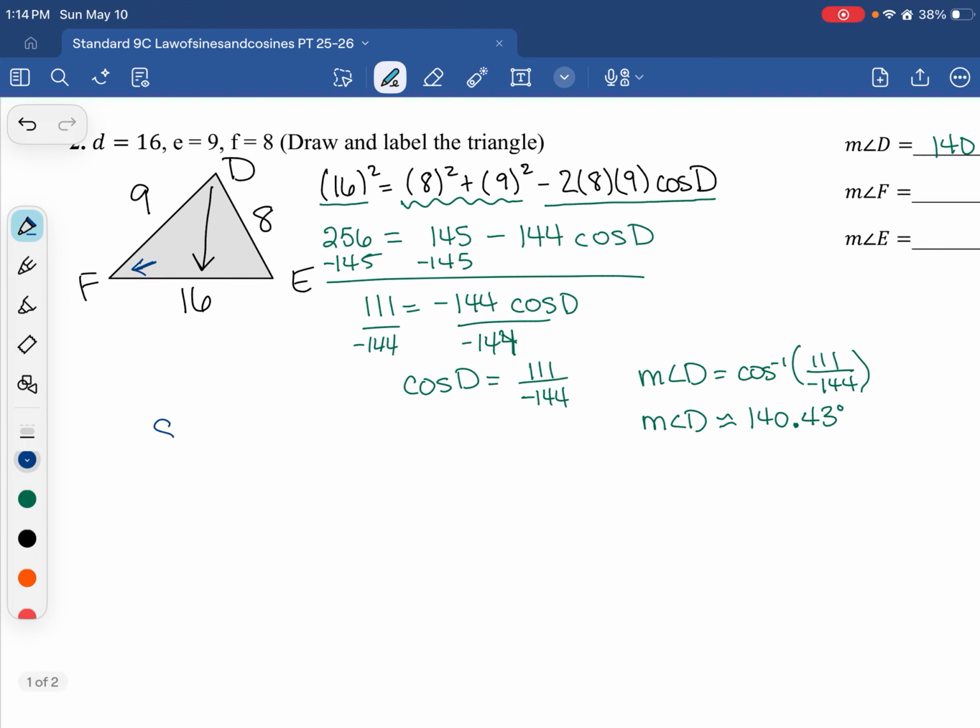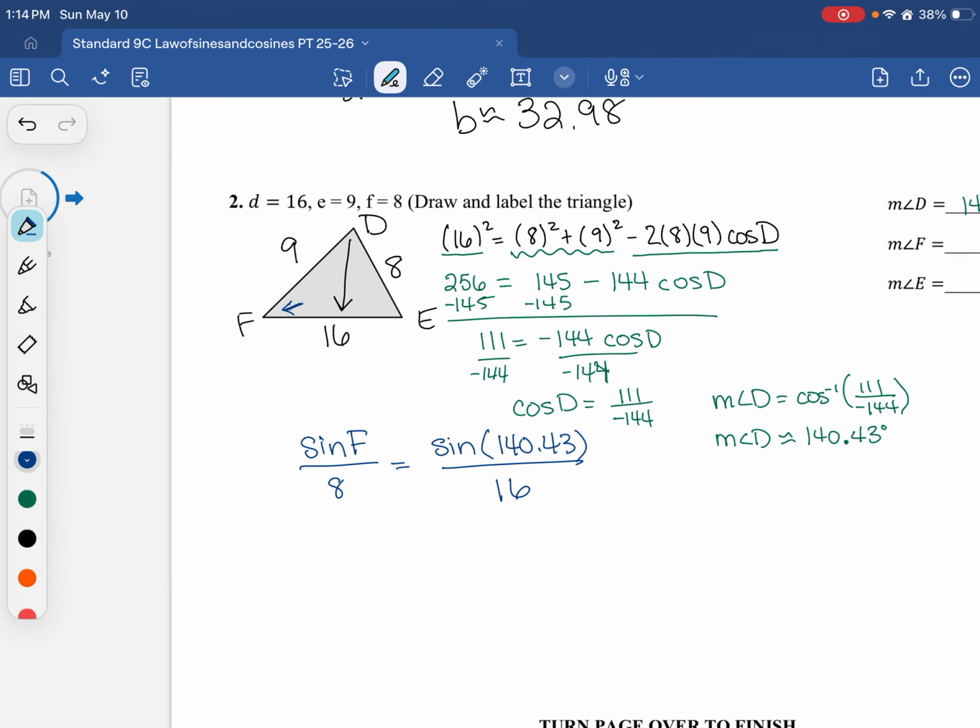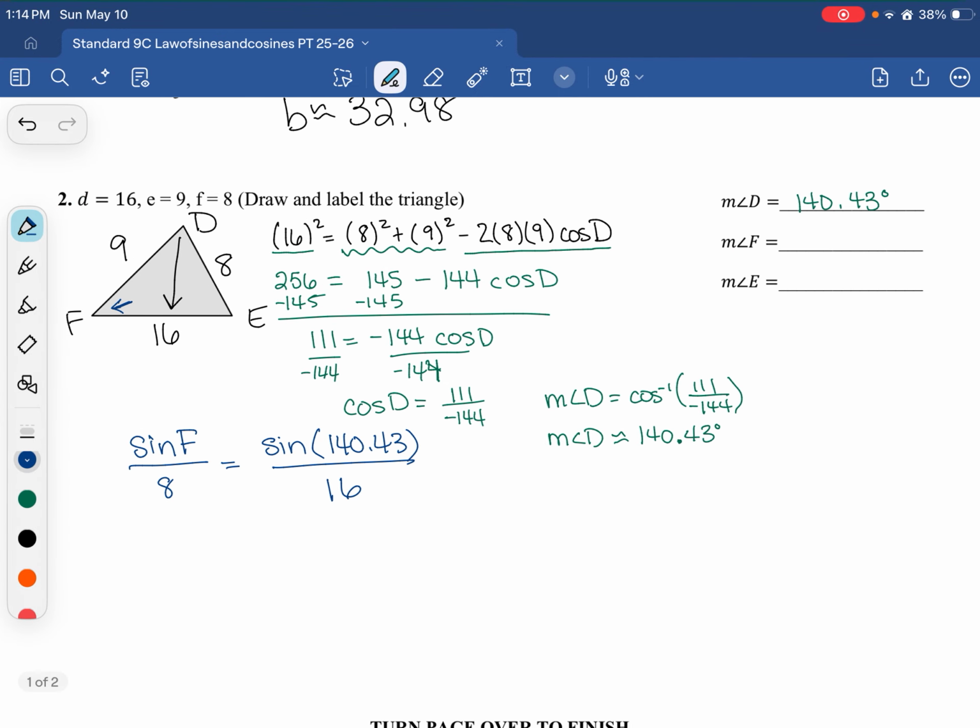So sine of capital F over 8 equals sine of the angle I just found of 140.43 all over 16. And if you cannot just set these items up just straight up, always set up your fractions so you know. I could have done 8 over sine of capital F equals 16 over sine of D equals 9 over sine of E. And when you're doing that, that allows you to see if you have knowns or unknowns and which formula you have to use. Apologize for not doing that first.